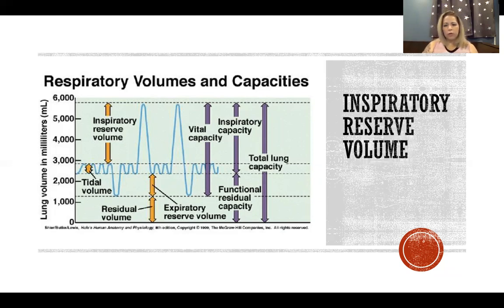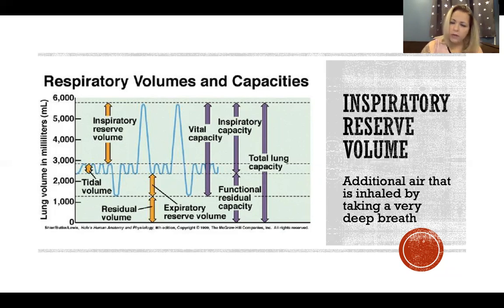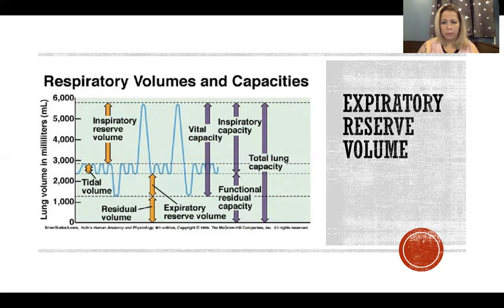The inspiratory reserve volume is any additional air that we can inhale by taking the very deepest breath we can. So if we look again in our graph here, here's inspiratory reserve volume. That's above and beyond our normal tidal volume, the normal amount of air that we breathe in. Above and beyond that, how much more air do we take in? That additional volume is the inspiratory reserve volume.